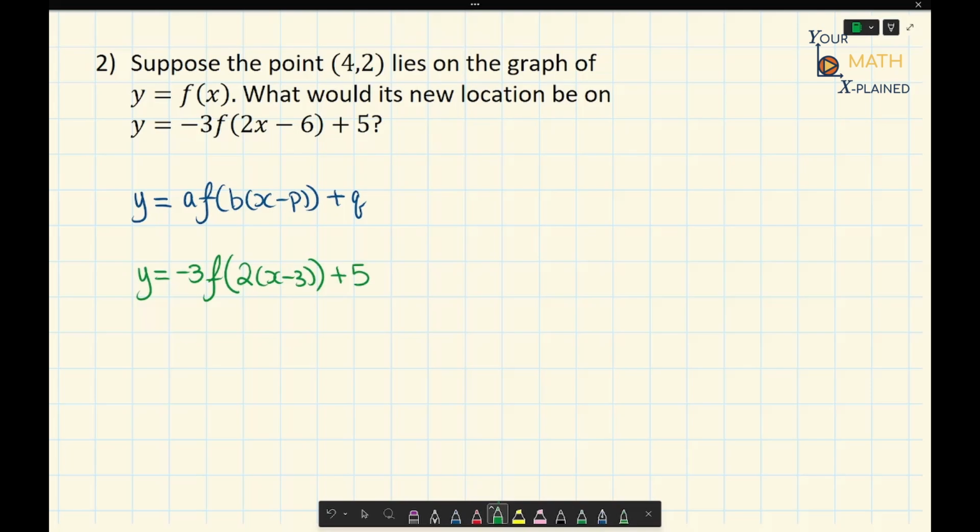So this means we now have our values for a, b, p, and q. So let's go ahead and write down what the transformations are. So our a is -3, which means we have a vertical expansion by a factor of 3, along with a reflection over the x-axis.